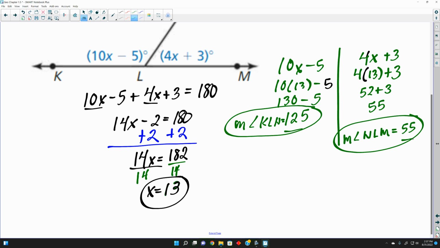Because whatever we get for these two, as long as they add up to be what the total should be, we got the value of x right, we got the answer right. Does that make sense? Yes? Are you ready for the next one?